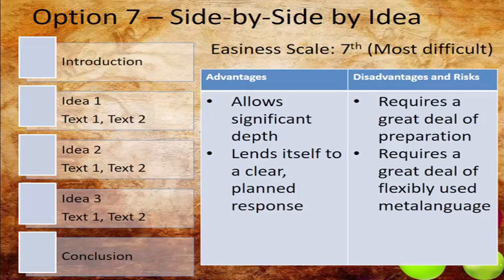So option 7, side by side by idea, and again on the easiness scale this is 7th, so it's the most difficult. And this is just a slight variation on option 6. So we go introduction, idea 1, text 1, text 2, idea 2, text 1, text 2, idea 3, text 1, text 2, then conclusion. And the advantage is, of course, it allows significant depth, and also it allows you to select what ideas you want to base your essay writing on, and it lends itself to a clear planned response, which is, of course, also a disadvantage in that it requires a lot of research and a lot of preparation.